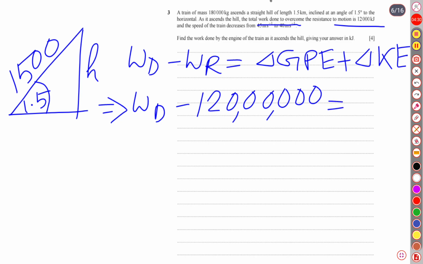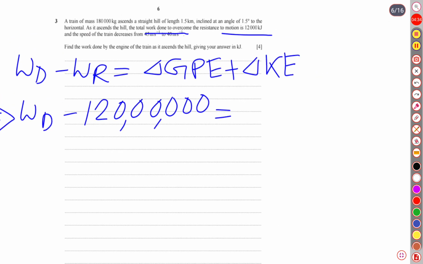You know the formula of change in GPE is mgh, plus change in kinetic energy is half m v square. Well, so let us apply the values.